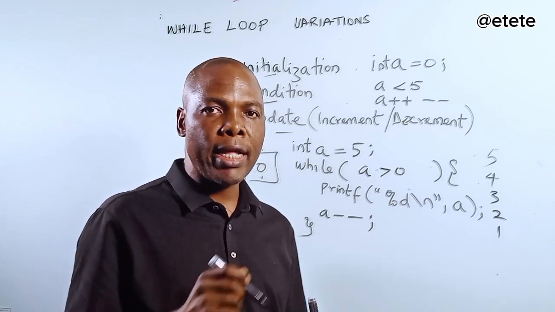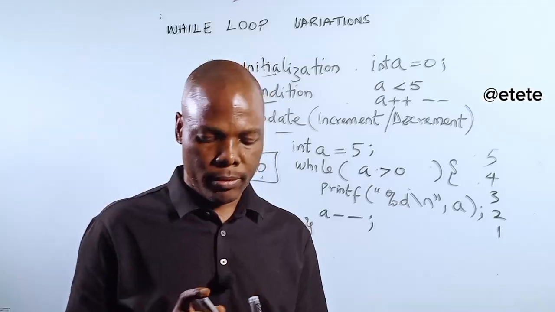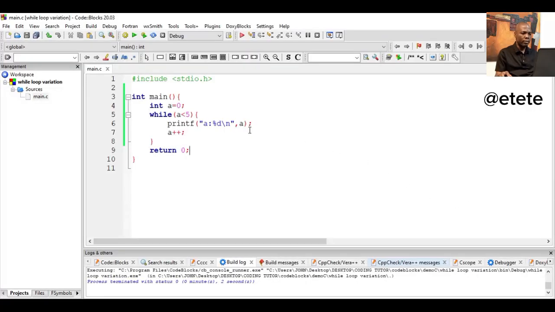So let's go to Code Blocks and let me demonstrate this for you to see. This is our Code Blocks, and this is our script for the while loop variation. So this is the first one that we have written, which is the normal standard while loop. You initialize a variable, and then the condition is inside the while loop, and then the increment is inside the block of statements. So you're going to print out A, and then you're going to increase the value of A, and then you're going to test the condition again.